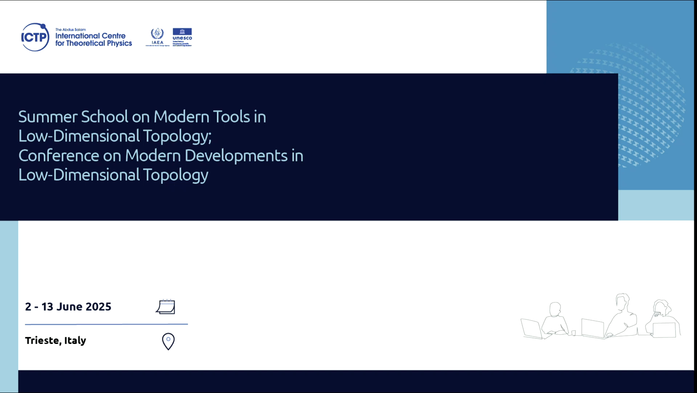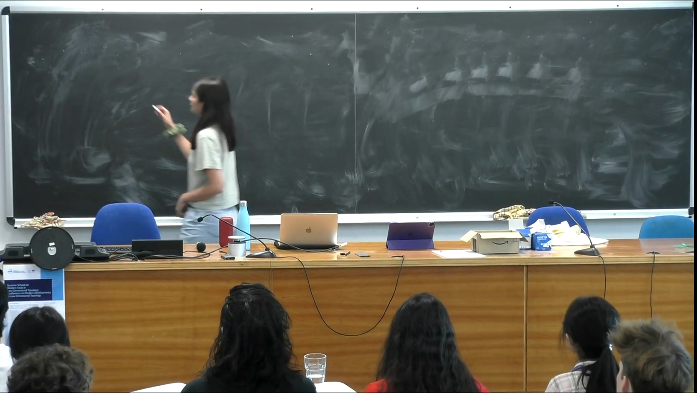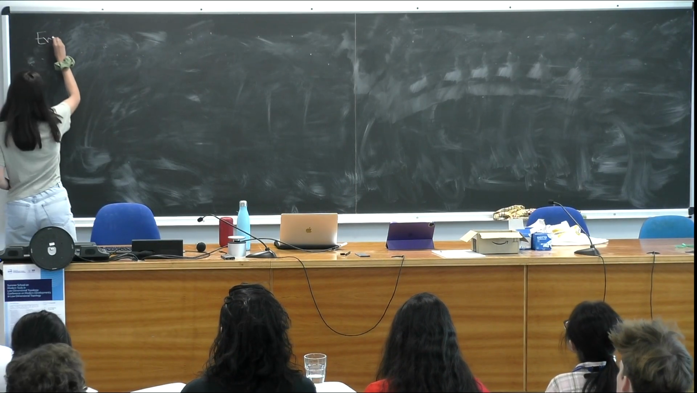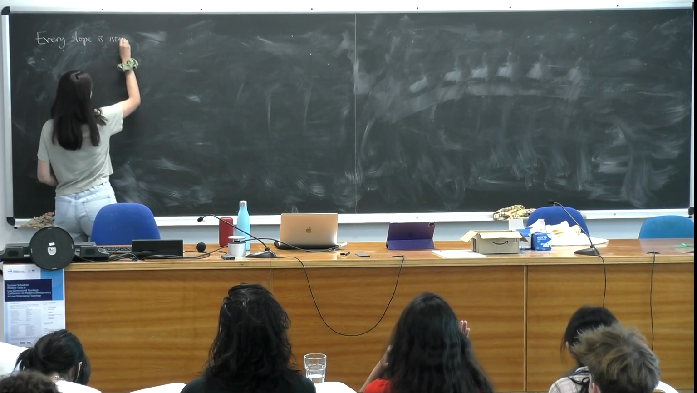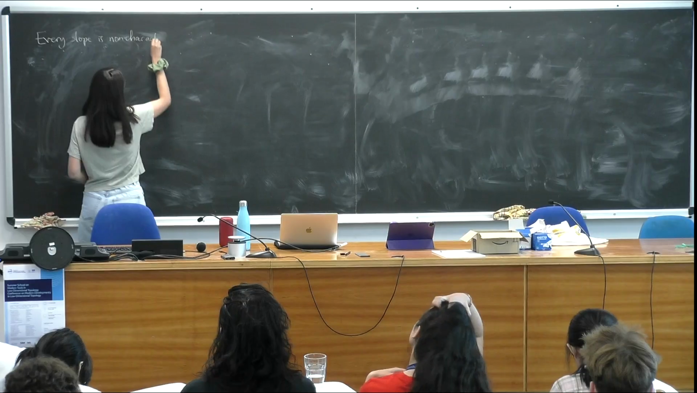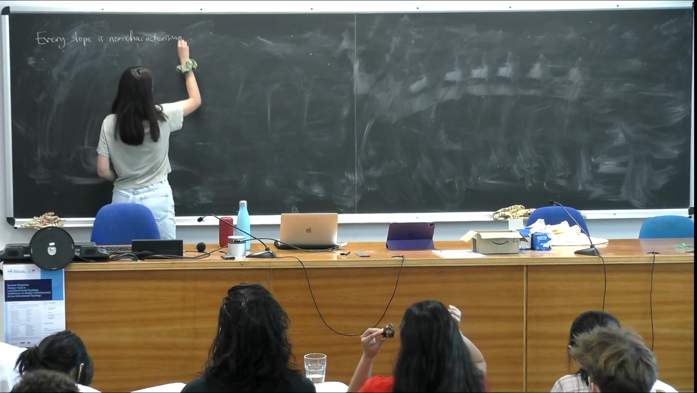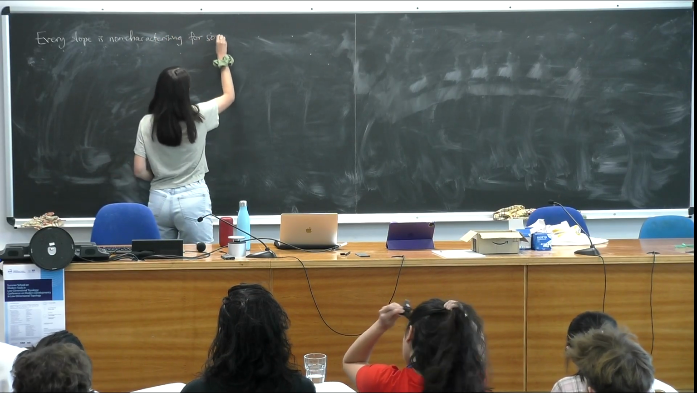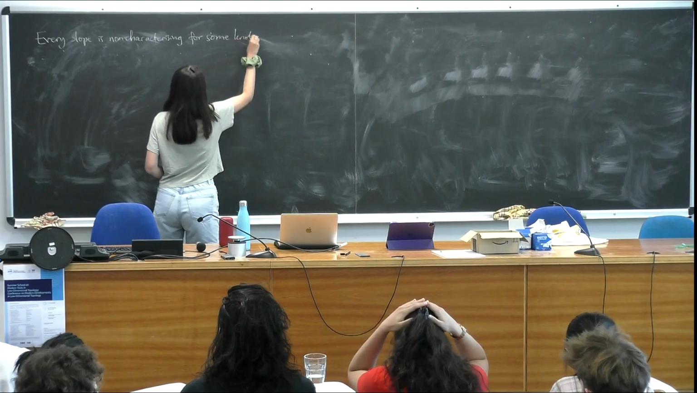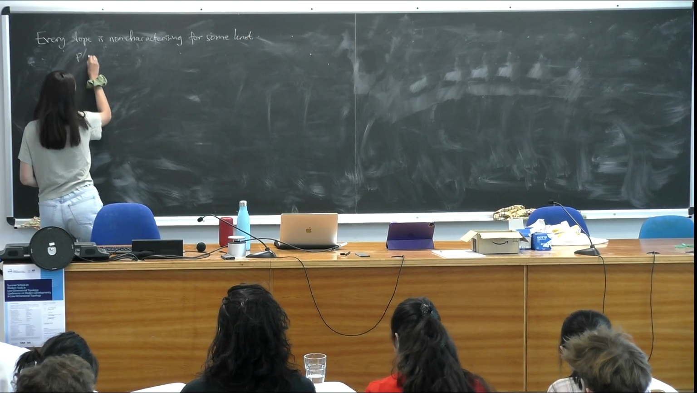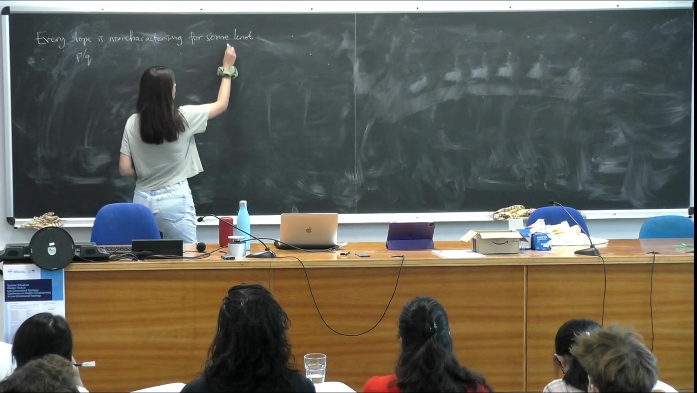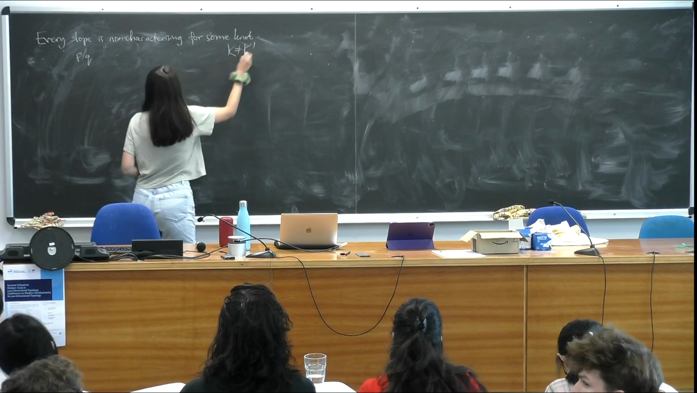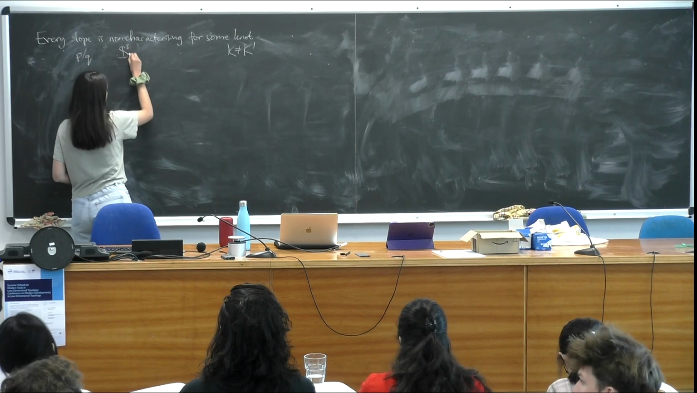Based on joint work with Kyle Hayden and Lisa Piccirillo. An alternative title for this talk is Every Slope is Non-Characterizing for some knot. So a slope is a Dehn surgery slope, and a slope is non-characterizing if you can find a pair of knots which share the same surgery of that slope.